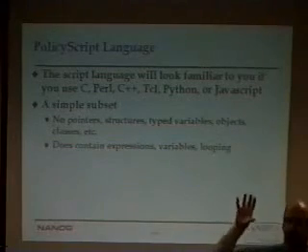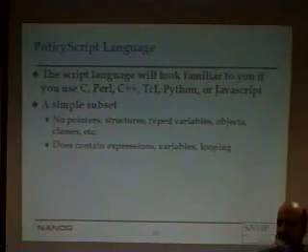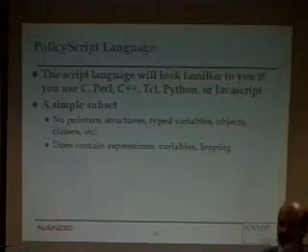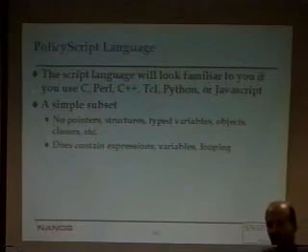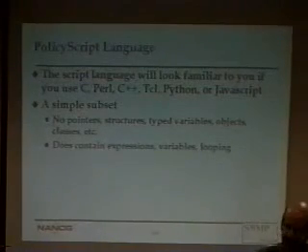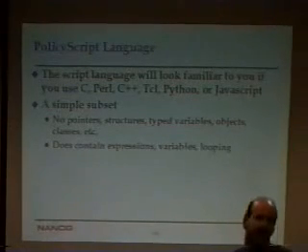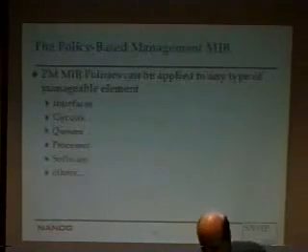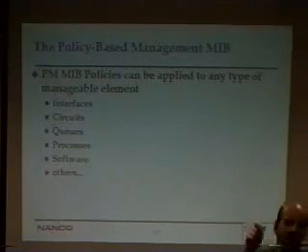Austin. Austin, okay. Now, this policy script language that we write these scripts in will look familiar to you if you're comfortable with curly braces and semicolons. It's sort of like a lowest common denominator, best hits album sort of part of C, Perl, C++, a little of this, a little of that. But it's a simple subset. We don't have pointers. We don't have structures. We don't have type variables. We don't have objects or classes. But we do have expressions, variables, and looping.